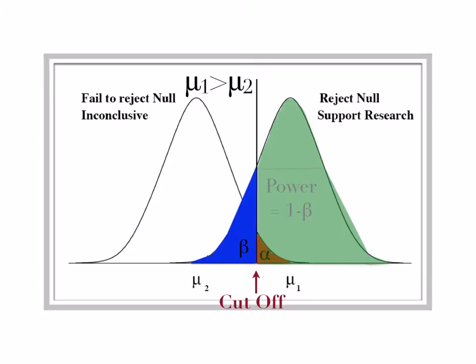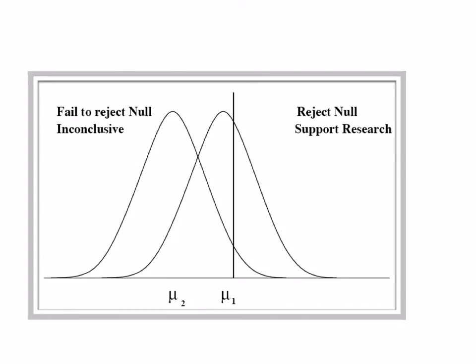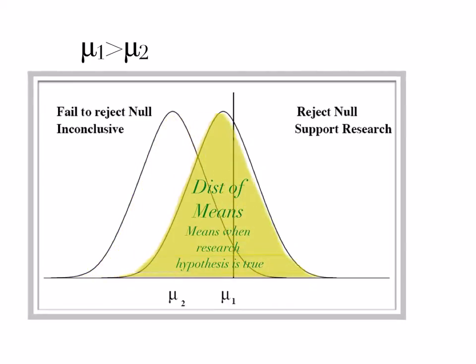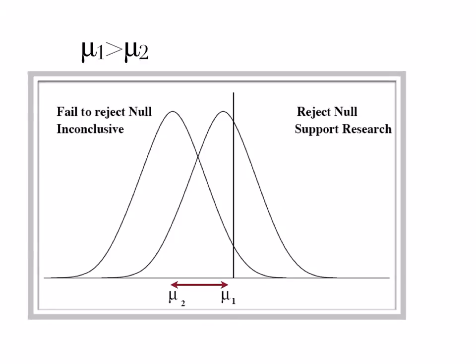With a fairly large effect size, that's not very big of a deal. Again, we have a fairly large effect size here. These distributions aren't very much on top of each other. There's not a lot of overlap. So we still maintain a lot of power. But look at an example where we have a much smaller effect size between our two distributions, our comparison distribution and our distribution of means. Here we have a much smaller difference between those two. There's a lot more overlap between these two distributions.